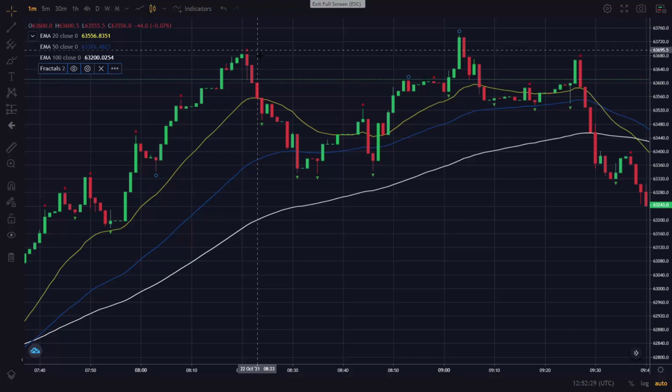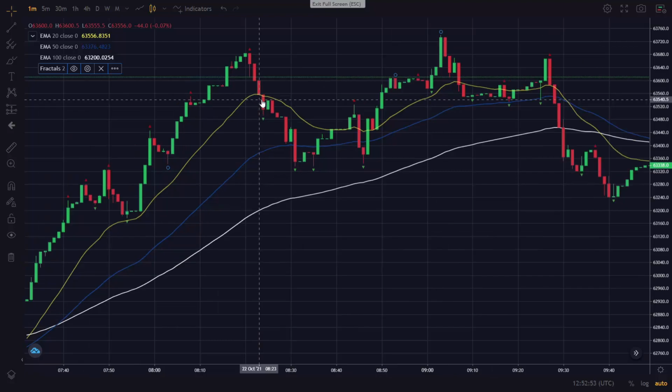One thing to note about the Williams fractal indicator is that these arrows only appear 2 bars later, or 2 candles later. So for example, this fractal up here will only show up once this candle closes. That is one thing that you have to take into account. It does not show up immediately. It instead shows up after 2 candlesticks.